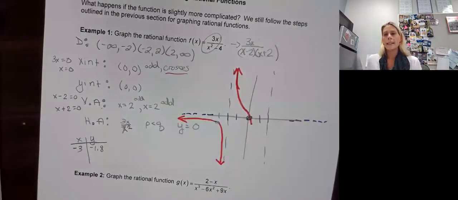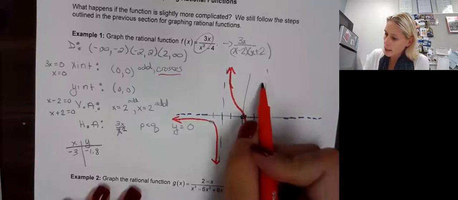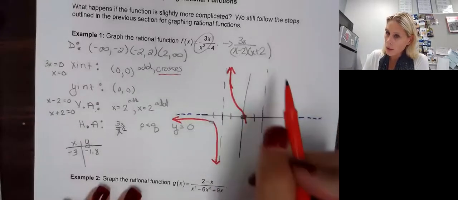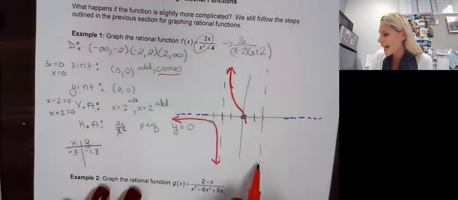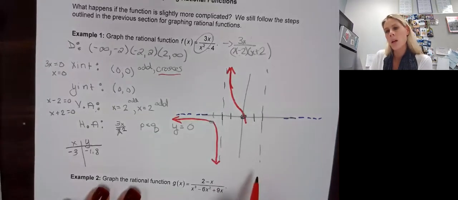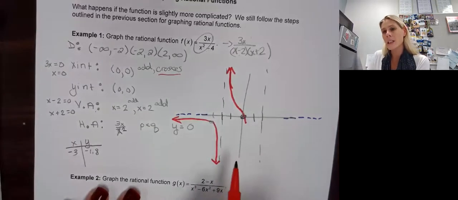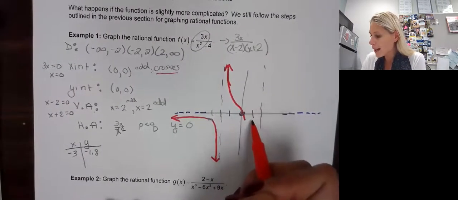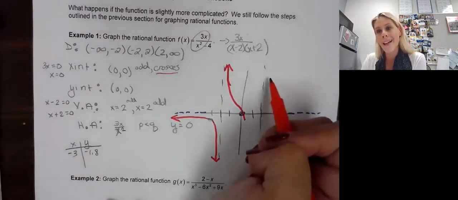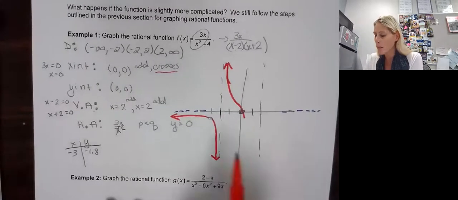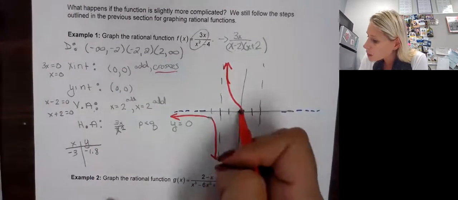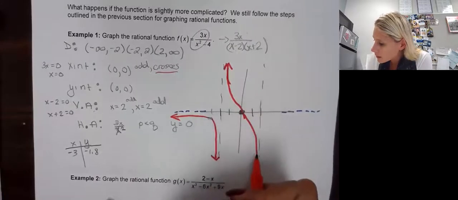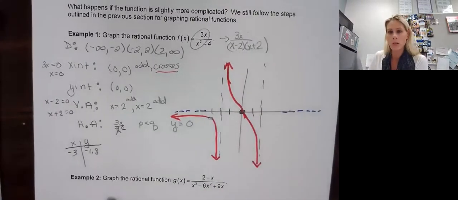Now, where does it go? Does it come back up to this vertical asymptote, or does it keep going down to that vertical asymptote? Well, it has to go down. Why? Because if it were to come back up, we would have another X-intercept, but we don't. We only have one. So the only other position this could do is go down.